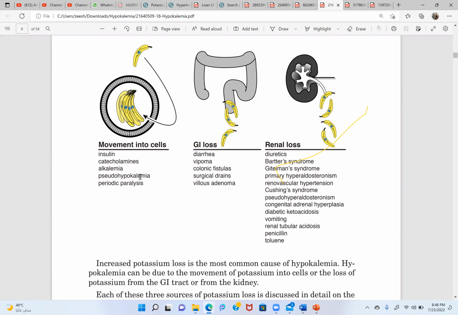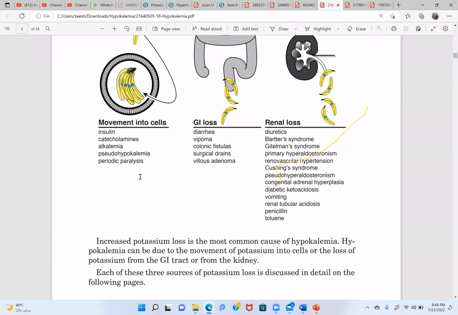There are also some genetic problems or other causes. There is periodic paralysis, in which suddenly, because of stress or exercise or anything, catecholamines are released and push the potassium inside, and the patient presents with weakness. Deep tendon reflexes are gone and things like that. Similarly, there is diarrhea, VIPoma, fistulas. Also diuretics, Bartter syndrome and Gitelman syndrome.